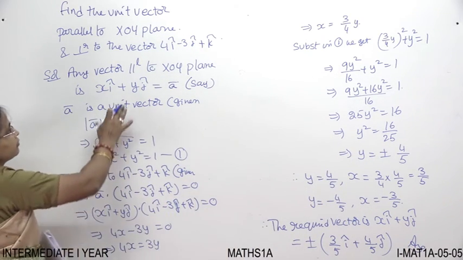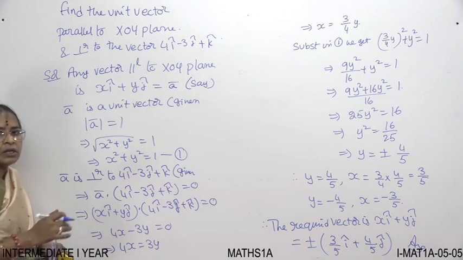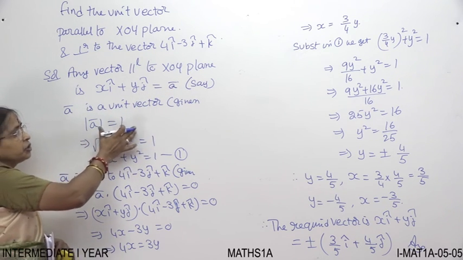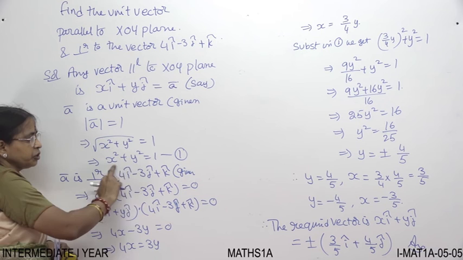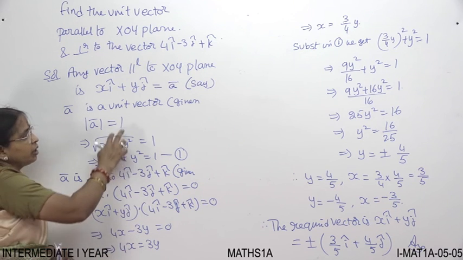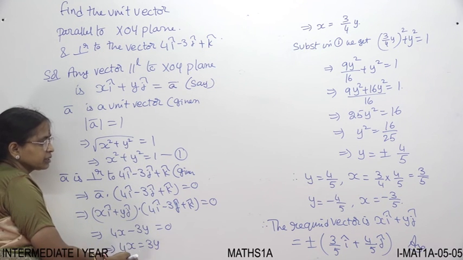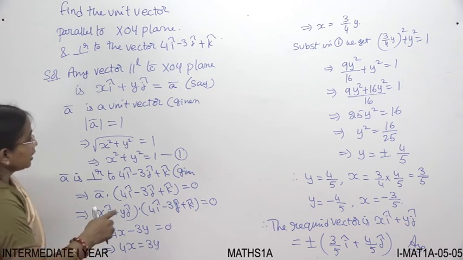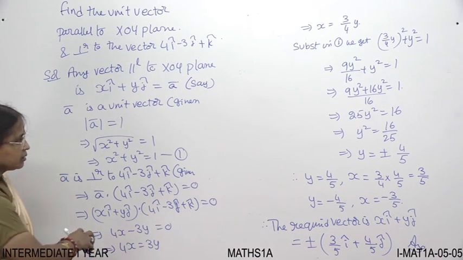So if you understood, first take any vector parallel to the xy plane as xi plus yj, because it is parallel to the xy plane, z won't be there. Take that as some a, because it is a unit vector, mod a is 1. So you substitute, you will get like this. It is perpendicular, so the dot product is 0. So you are getting two equations in x and y. Solve them. Because you have squares, you find out x and substitute, and then your answer is xi plus yj. So substitute the values of x and y, plus or minus. So like this we'll do the problem.